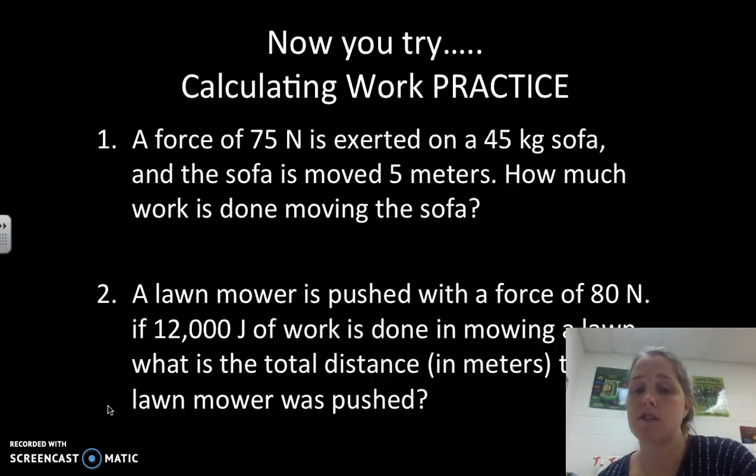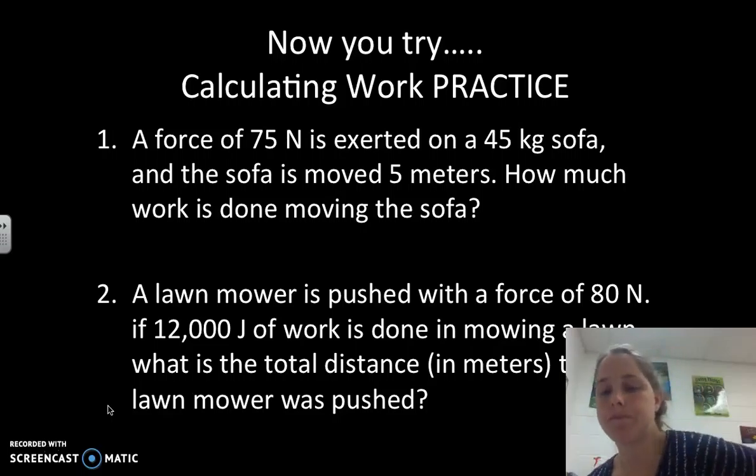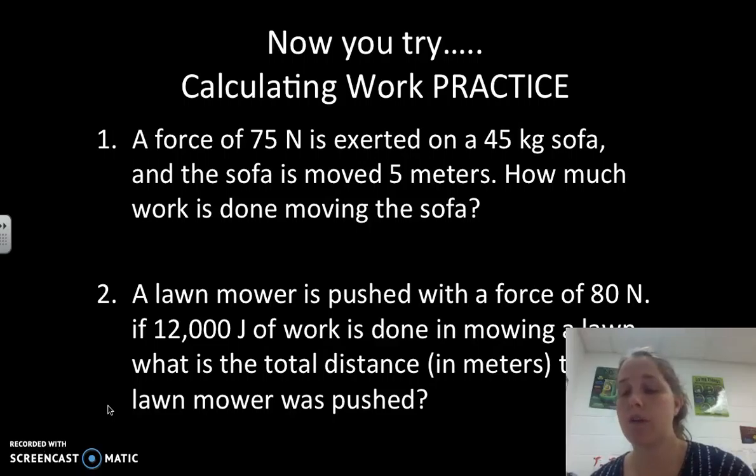So I want you to pause this. There's a couple of practice problems right here. A force of 75 newtons is exerted on a 45 kilogram sofa, and the sofa is moved 5 meters. How much work is done moving the sofa? So that's your first one. And a lawnmower is pushed with a force of 80 newtons. If 12,000 joules of work is done in mowing a lawn, what is the total distance in meters the lawnmower was pushed? So those are the two you need to do. Do me a favor and make a square around your answers. Make sure to use your units because that's what I will be looking for.